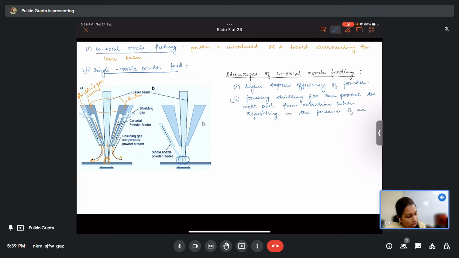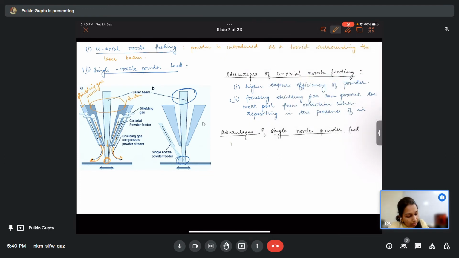It is to bring to your attention that there is no shielding gas system in this single nozzle powder feed system. Now let us see what are the benefits of using single nozzle powder feed system. So advantages of single nozzle powder feed. Okay, let us go through them.